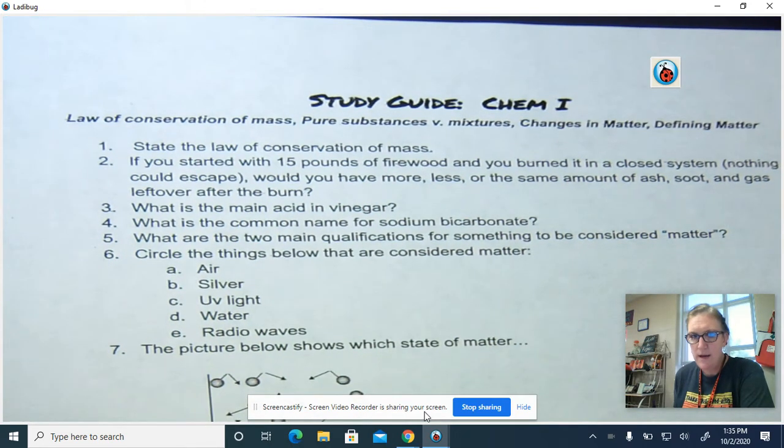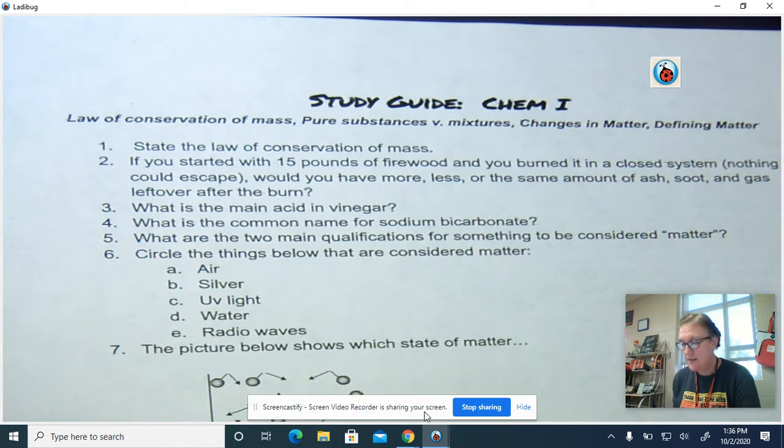So starting with number 1, it says state the law of conservation of mass. This is the one that says mass is always conserved. You can't create it, you can't destroy it. So whatever you start with before a reaction, it's got to be the same as what you end up with in the products. The mass has to be conserved.